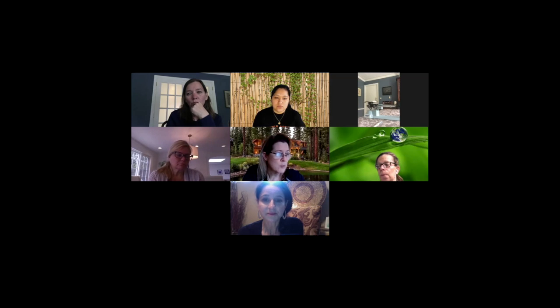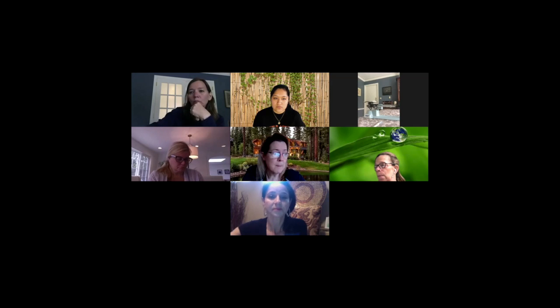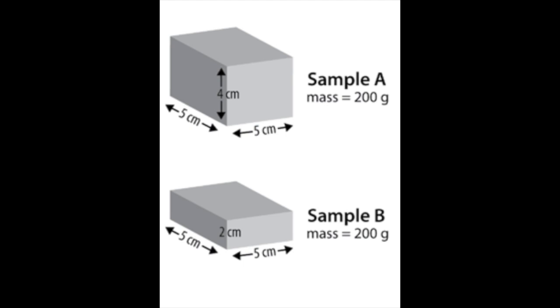So we looked at cubes that had the same volume but different masses. Your activity sheet has drawings of 2 blocks, sample A and sample B, made of different substances that both have the same mass but different volumes. Take a look at that example. Please use the formula we learned to answer question 8.